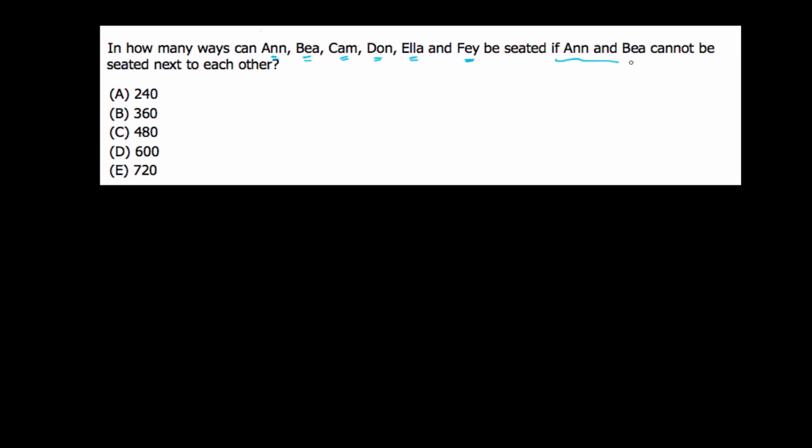It says if Anne and B cannot, so this is very important, cannot be seated next to each other. So this is very, very important here. So again, let's go through the question again so we'll see how the whole thing goes on. It says in how many ways can Anne, B, Cam, Don, Ella, and Faye be seated if Anne and B cannot be seated next to each other?